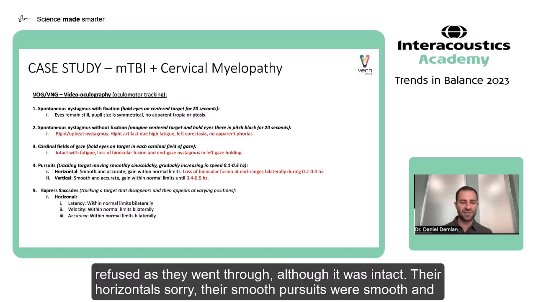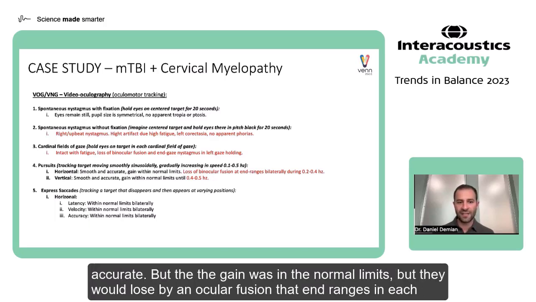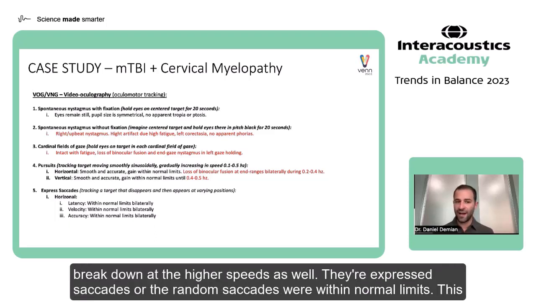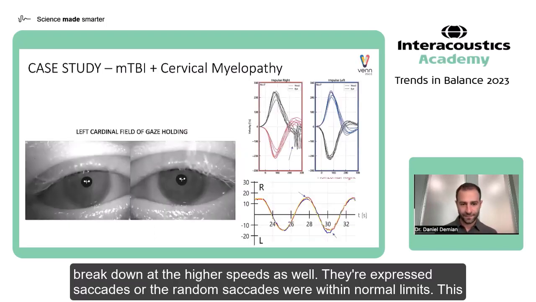Their smooth pursuits were smooth and accurate. The gain was within normal limits, but they would lose binocular fusion at end ranges in each direction. And if you're not looking at the details, sometimes you'll miss some of these things. In the vertical, they started to break down at the higher speeds as well. Their express saccades or the random saccades were within normal limits.